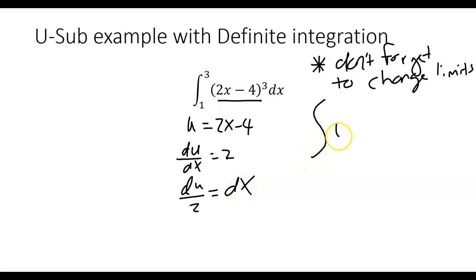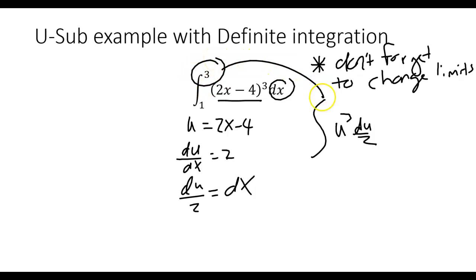I'm going to replace that with u. I'm going to replace that with du over 2. And now we get to change the limits. So this limit is going to become something. And how do you know what it becomes? You plug it in here. 2 times 3 minus 4. That would be 2. So the 3 becomes 2.